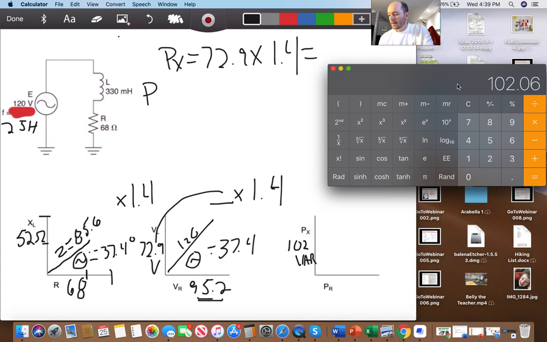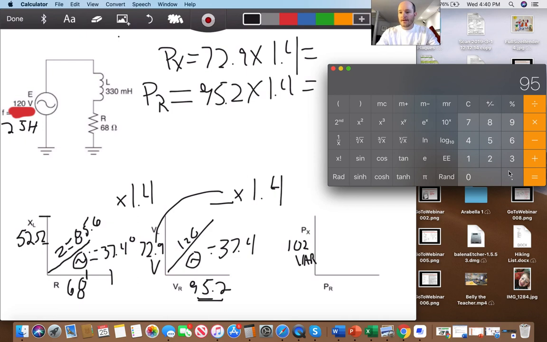Now we're going to do PR equals, oops. Uh-oh, I think my tiredness is kicking in. I'm starting to make some mistakes here. 95.2 times 1.4. So make sure you guys are checking my work here, all right? 95.2 times 1.4 equals 133.3, and that will be watts. 133.3 watts here.